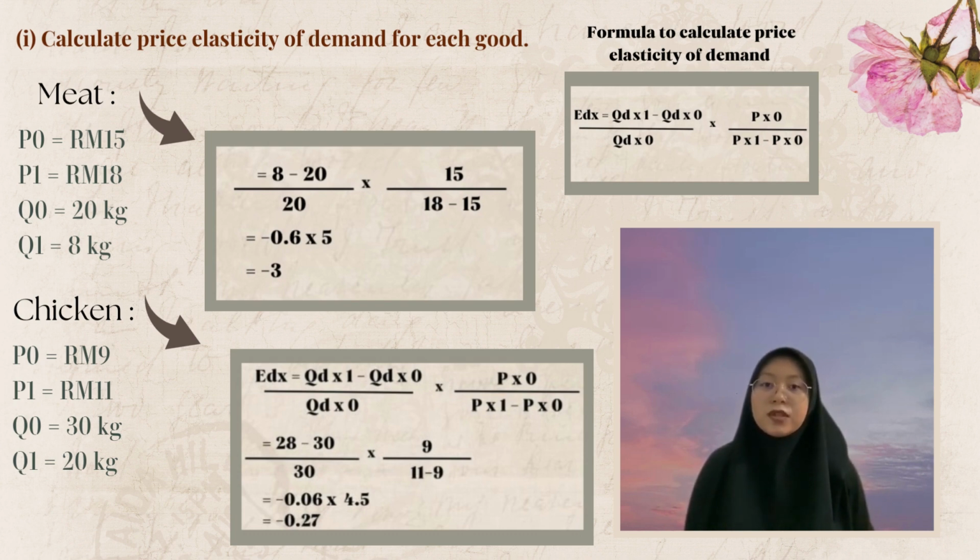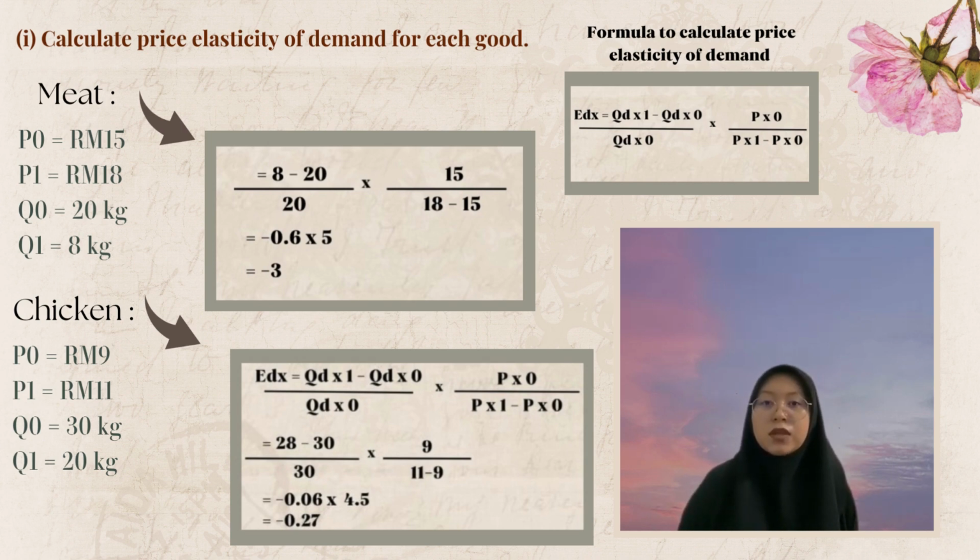Today I will present question number 1, price elasticity of demand. Question 1, Roman 1: calculate price elasticity of demand for each good. To calculate it, we need to take the price and quantity first. For P0, the old price, the price is RM50. For P1, the new price, the price is RM18. For Q0, the old quantity, the quantity of meat is 20 kilograms. For Q1, the new quantity is 8 kilograms.